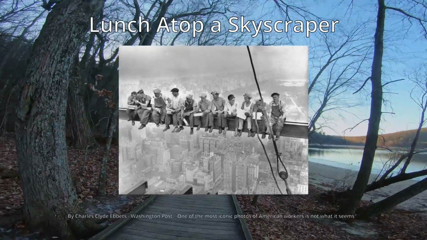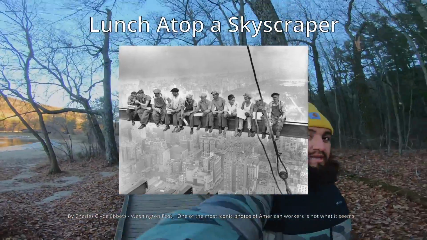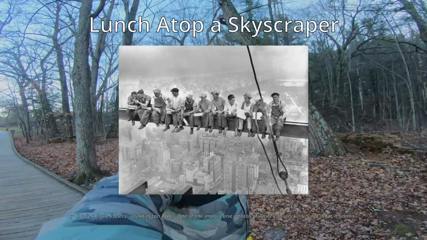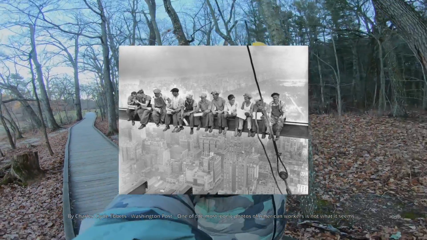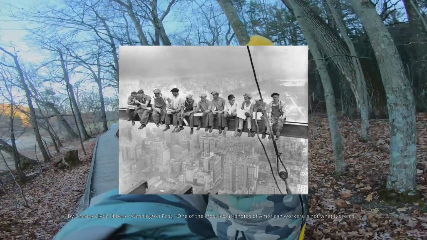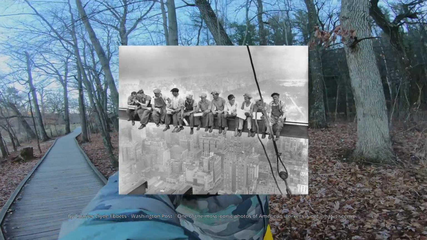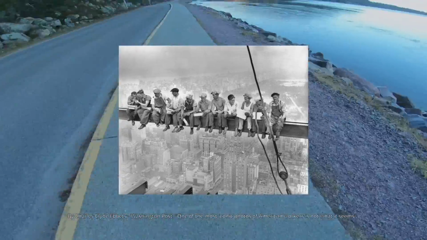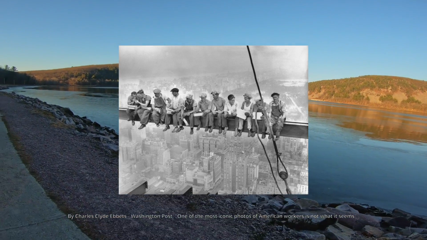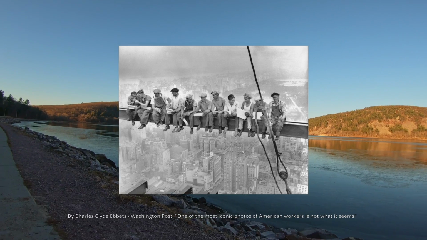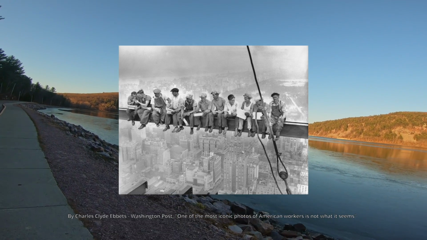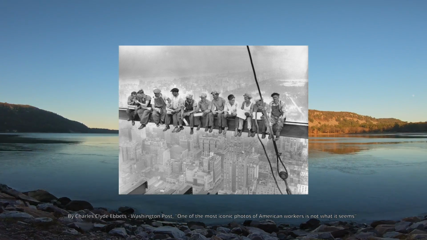Our next photo is Lunch Atop a Skyscraper. Lunch Atop a Skyscraper is a black and white photograph taken on September 20th, 1932 of 11 iron workers sitting on a steel beam 850 feet above the ground on the 69th floor of the RCA building in Manhattan, New York City. It was arranged as a publicity stunt, part of a campaign promoting the skyscraper. The photograph was first published in October 1932 during the construction of the Rockefeller Center. It was later acquired by Corbis Images in 1995.